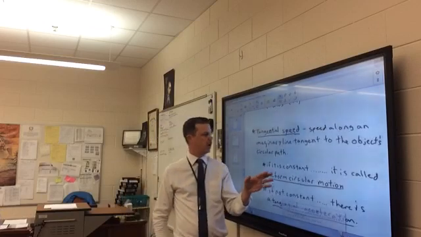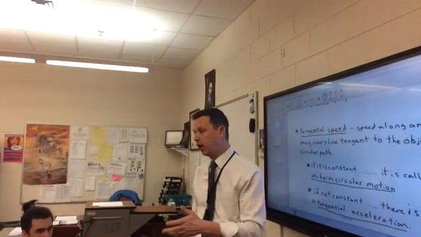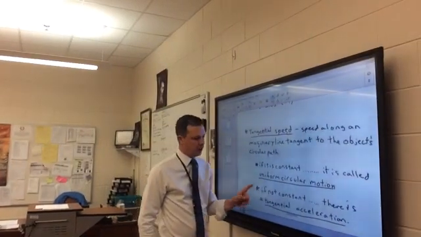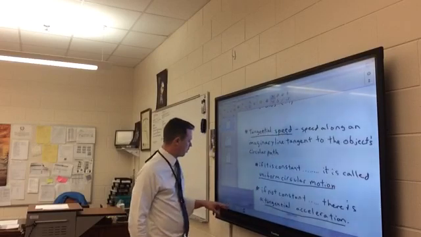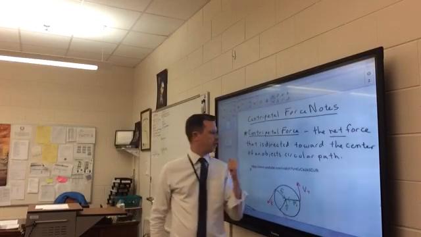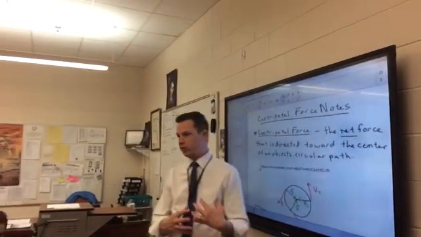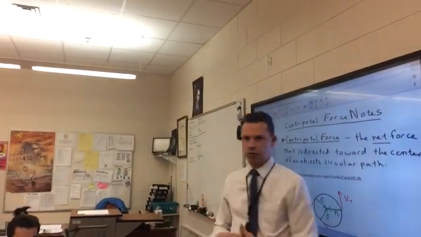When we're talking about tangential velocity, we're really talking about tangential speed because the velocity is constantly changing. And if it's moving at a constant speed, we call it uniform circular motion. Then we talked about centripetal force, which is the net force that is directed toward the center of the circle. Because there's a centripetal force toward the center, there's going to be a centripetal acceleration toward the center.